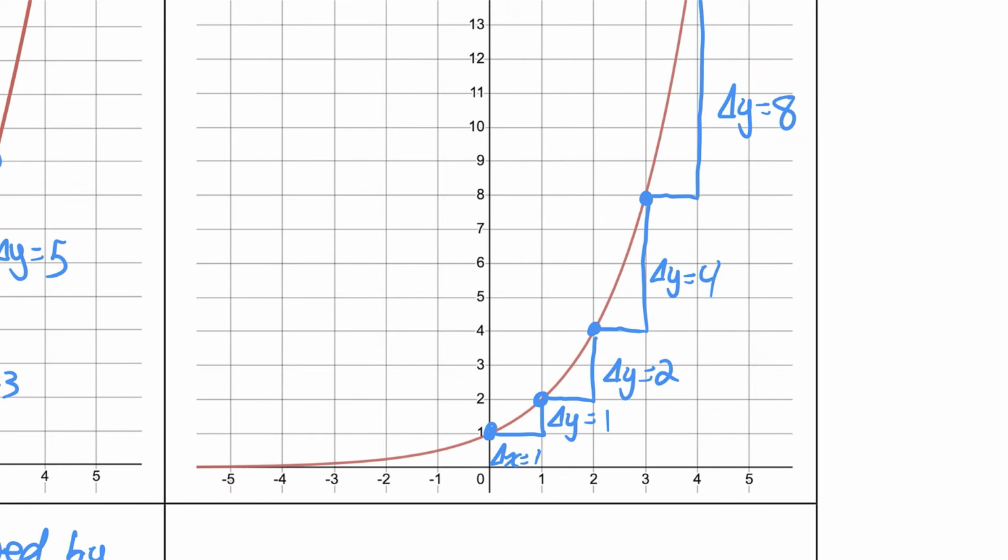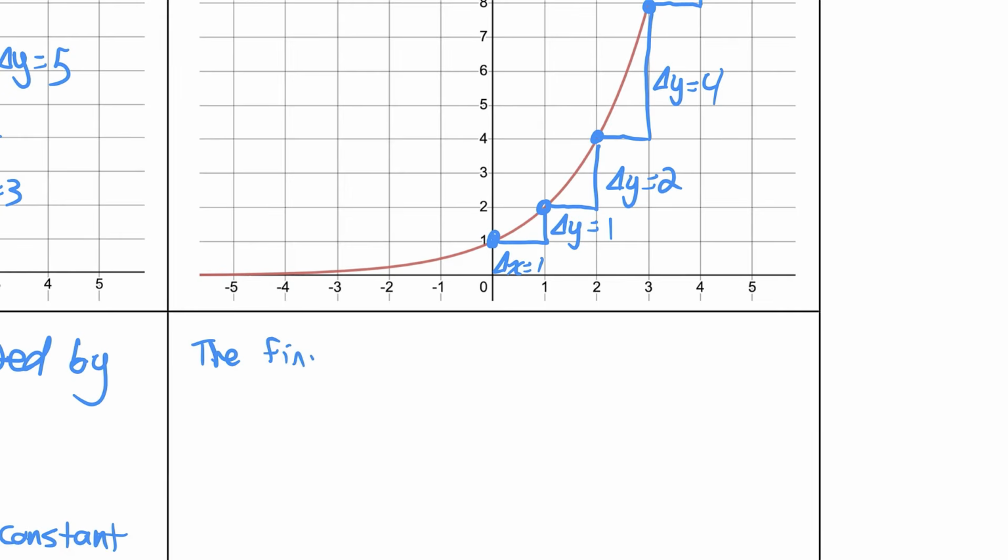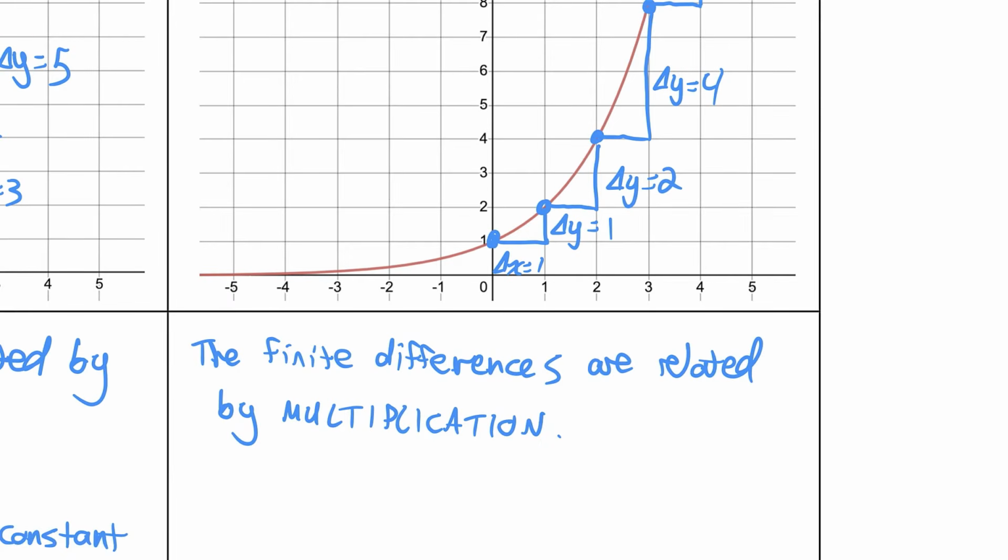So they're not related by addition, they're related by multiplication. Times 2, times 2, times 2. So there's a common ratio in the finite differences. The finite differences are related by multiplication, or another way we could say that is there's a common ratio.